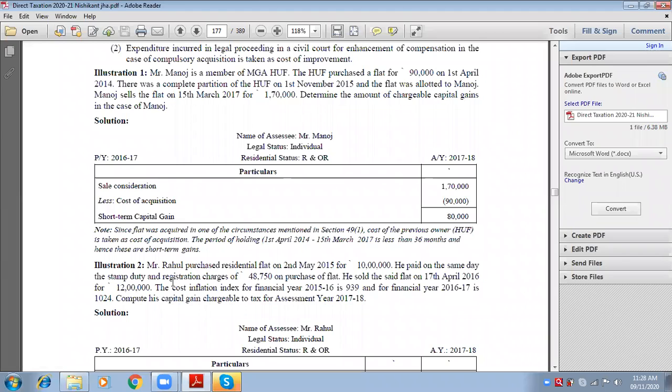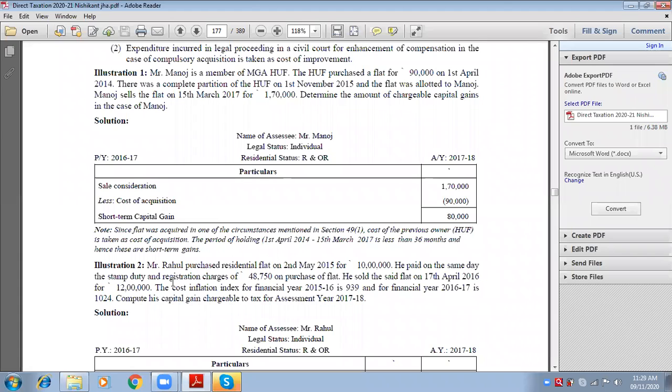Mr. Rahul purchased a residential flat. Now Rahul is purchasing a residential flat on 2nd May 2015. So you have to consider 2nd May 2008. What should I say now? I should say 18. Okay, we will say 18. Assume 2nd May 2018 for rupees 10 lakhs. Mr. Rahul purchased a residential flat on 2nd May 2018 for rupees 10 lakhs.